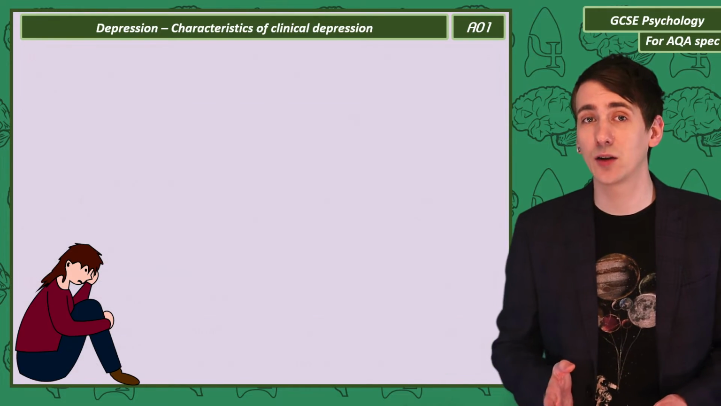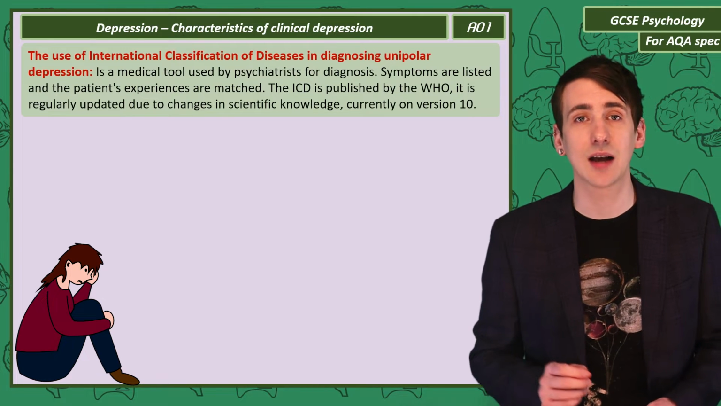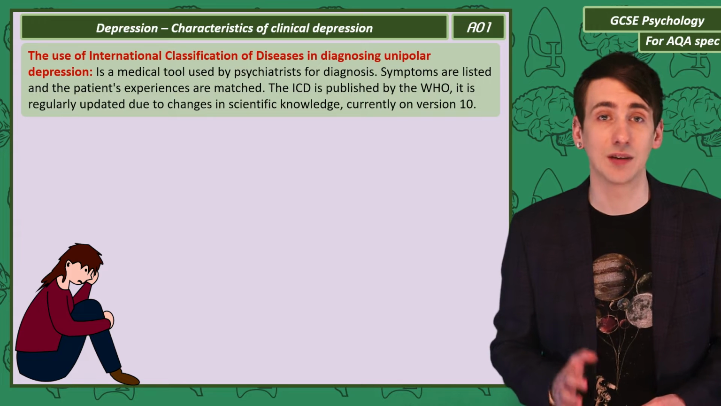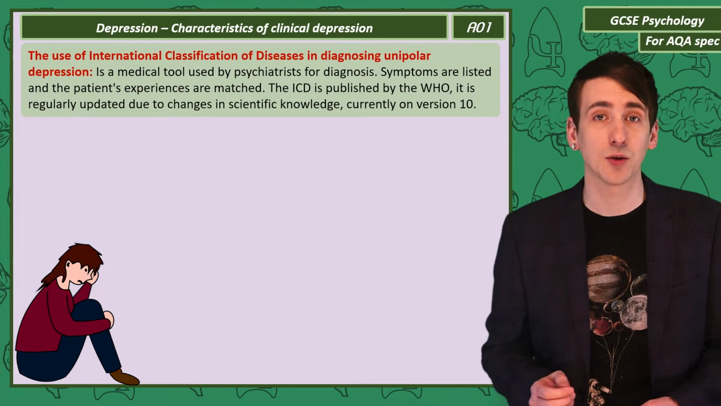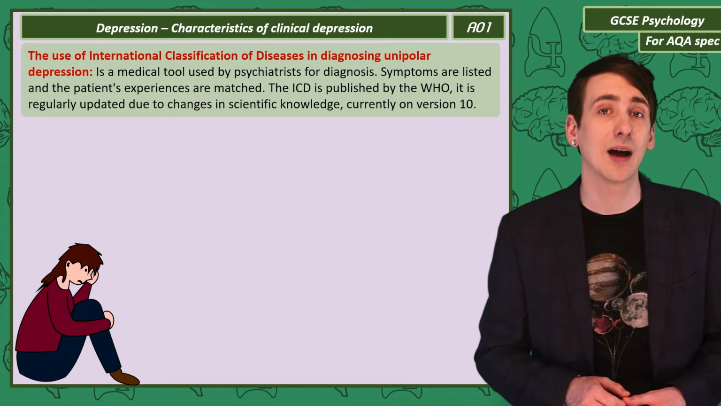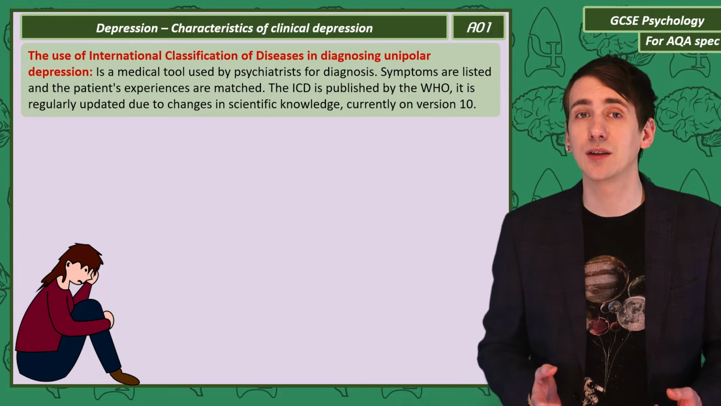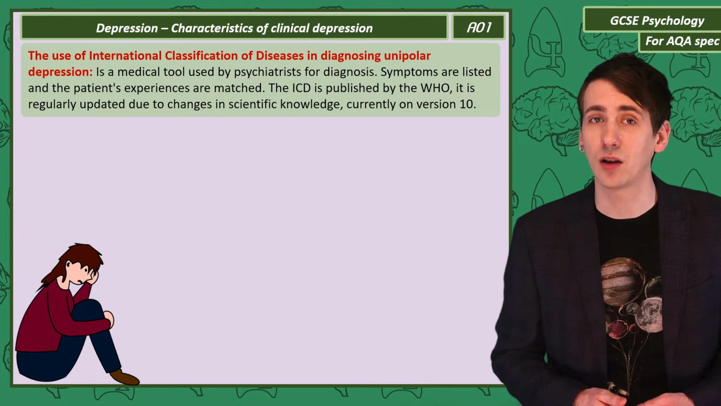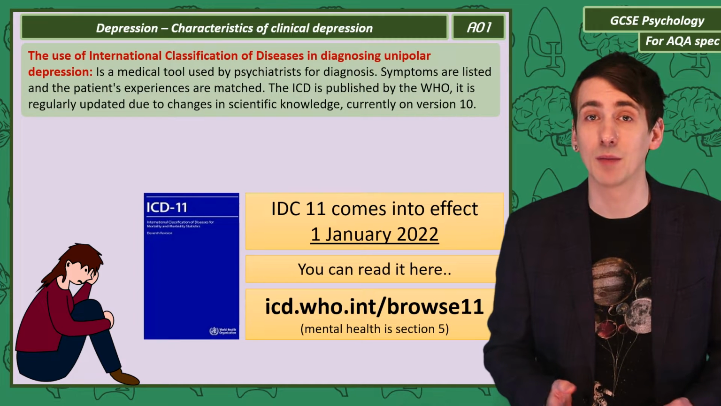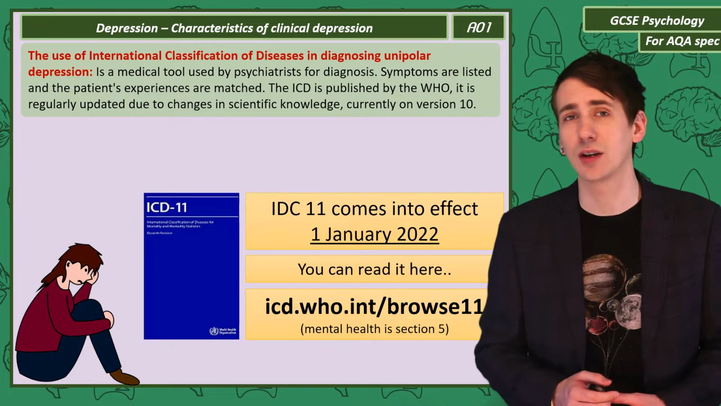If someone was to be diagnosed with unipolar depression, the clinician may use a book called the International Classification of Diseases. This is a medical tool listing symptoms. The psychiatrist will match the patient's experience to the symptoms listed. The ICD is published by the World Health Organization and is updated in response to changes in scientific knowledge. The current version is version 10, and you can read it for free online by following this link. Section 5 is the part that classifies mental health conditions.